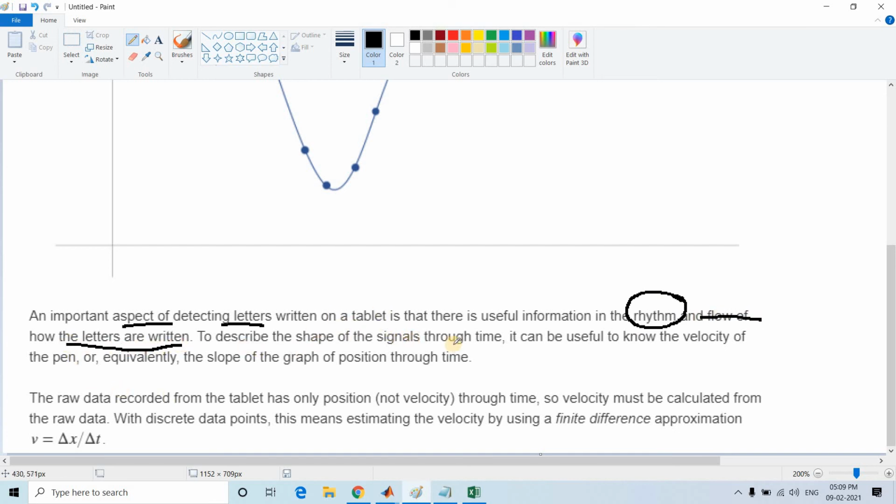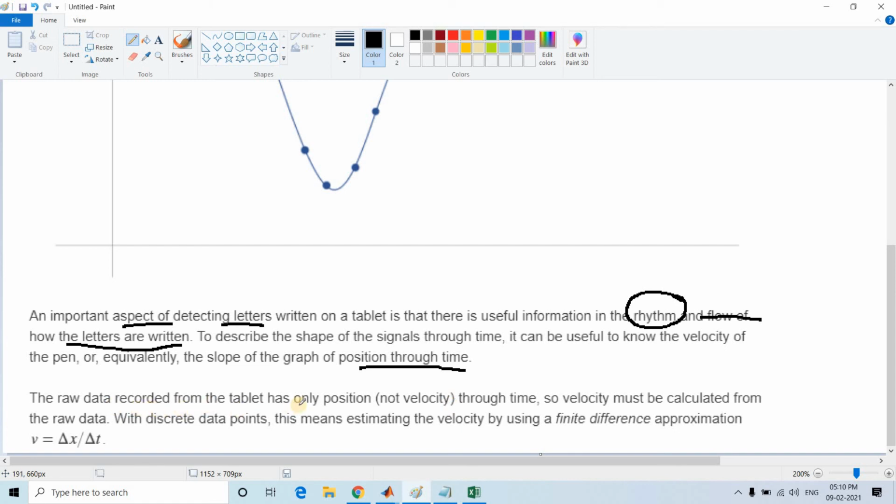To describe the shape of the signal through time, it can be useful to know the velocity of the pen, or equivalently the slope of the graph of position through time. Velocity is nothing but the slope of our position versus time graph. We have the x direction data points, the y direction coordinates, and the time, so we can easily calculate the velocity, which will be different at different positions and can be useful for identifying the particular handwritten alphabet.